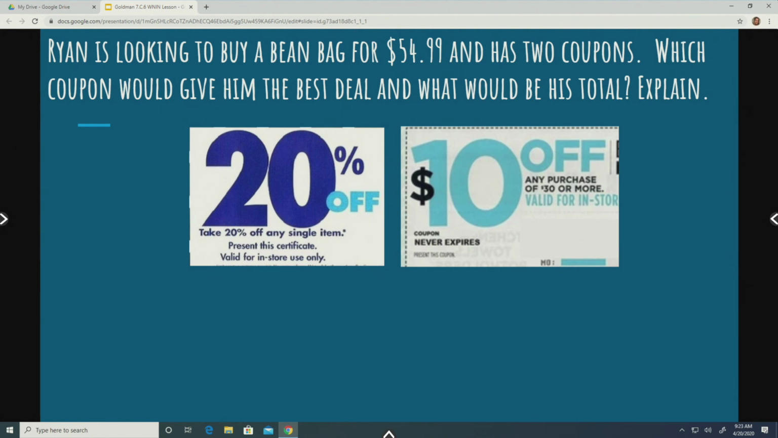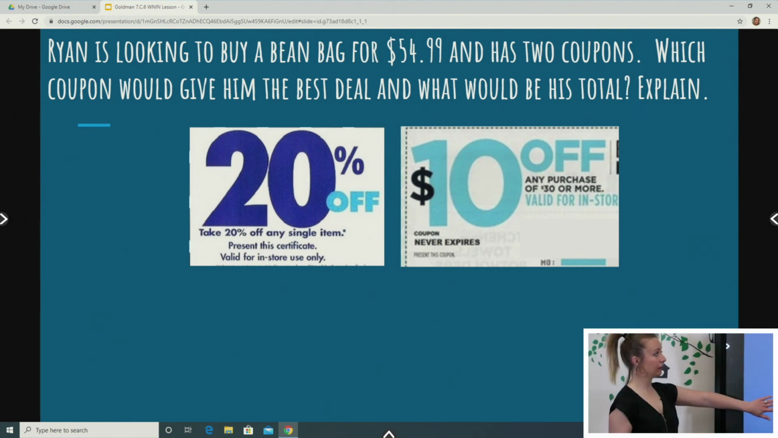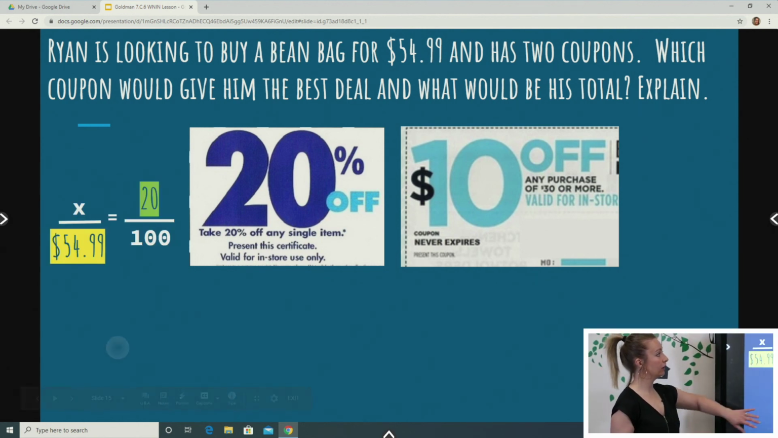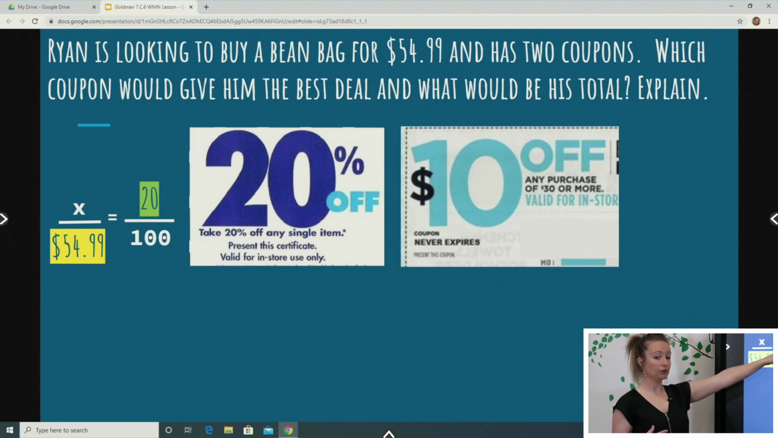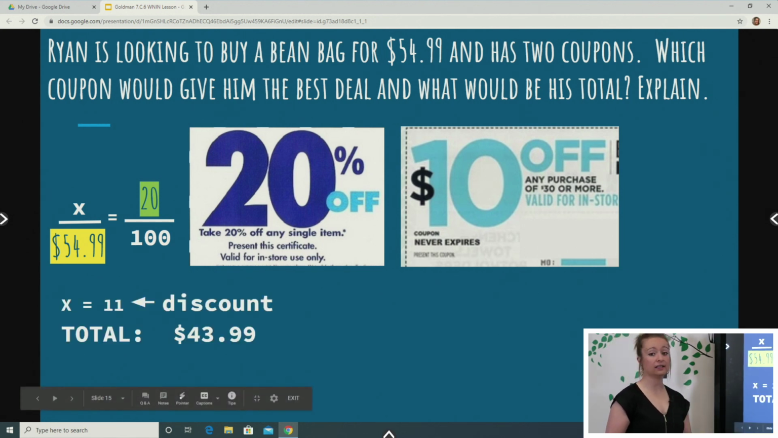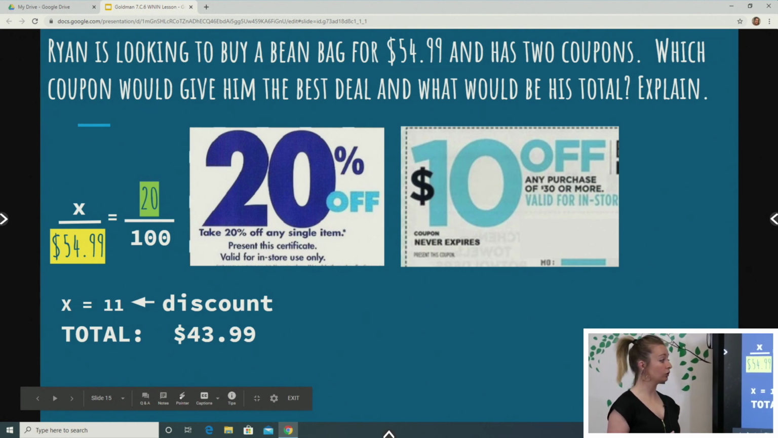So, which one's the better deal? If we take a look at the 20% off, we can solve this proportion. Notice I used the 20% instead of 120%, so I could figure out the discounted price. Sorry, that would be 80%, not 120. We're subtracting that amount. I used the 20% so I could figure out the discount instead of the total price after the discount. When I solved this, I found that the discount would be $11, or his total would be $43.99.